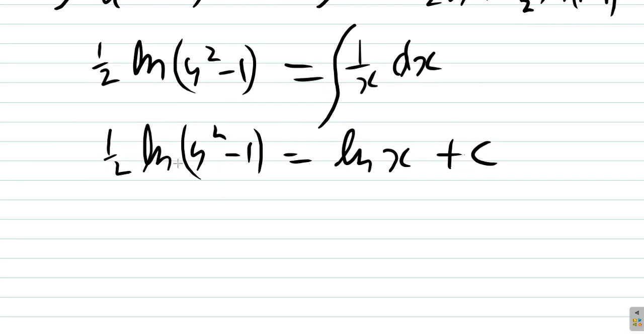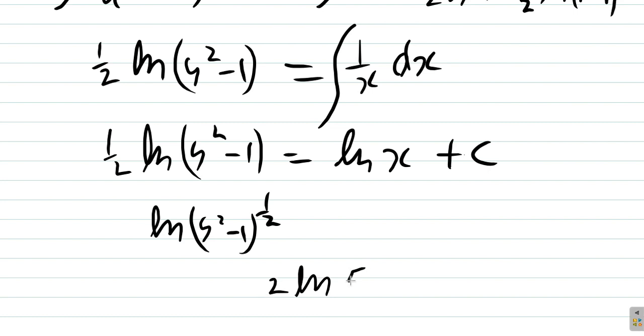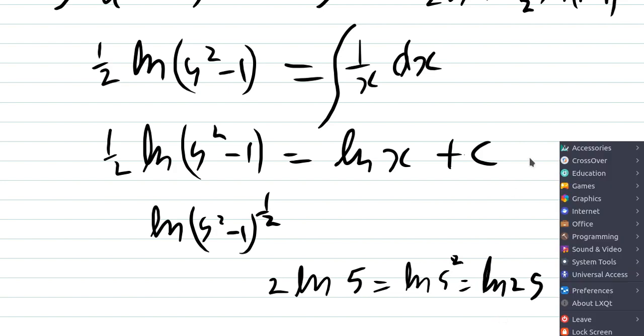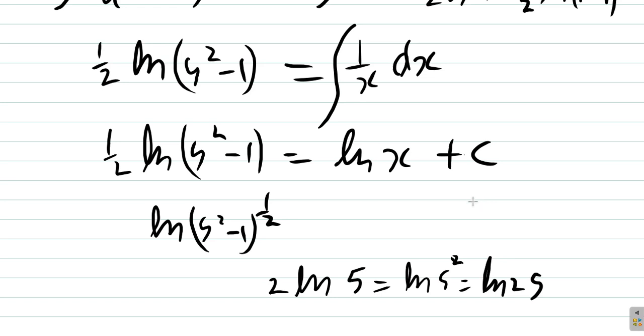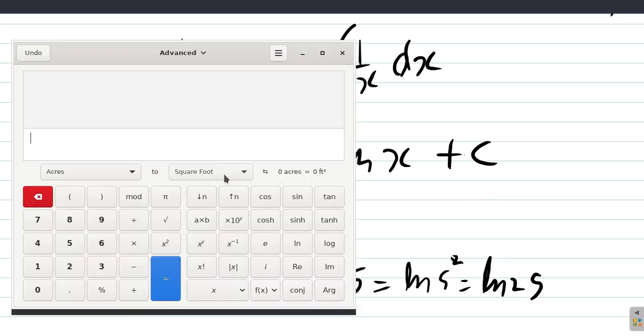Okay, we could fix this up a bit. This is ln y squared minus 1 to the power of a half. You have to remember your rules of logarithms. All right. So this one is like you're saying 2 ln 5 is the same as ln 5 squared, which is the same as ln 25. We could try it in our calculator. We find ln 5 and multiply by 2.